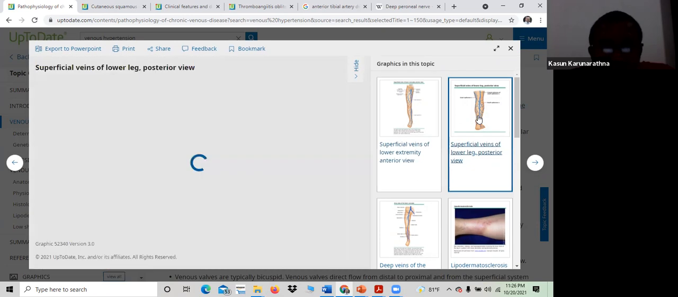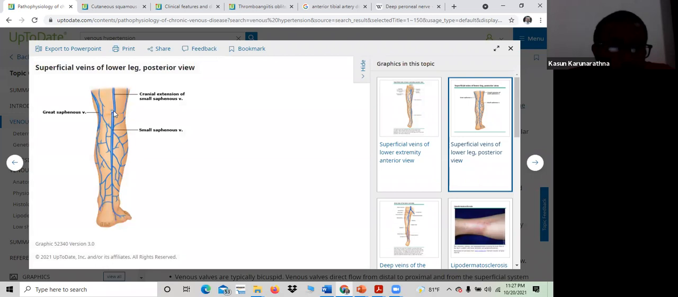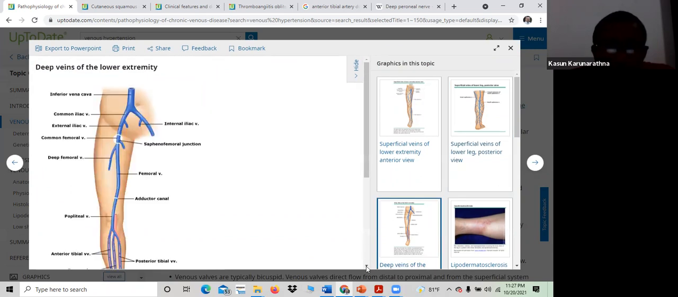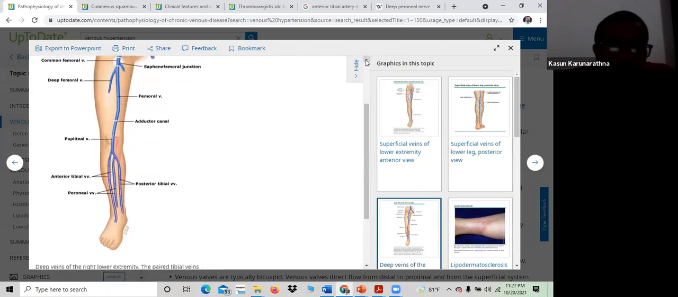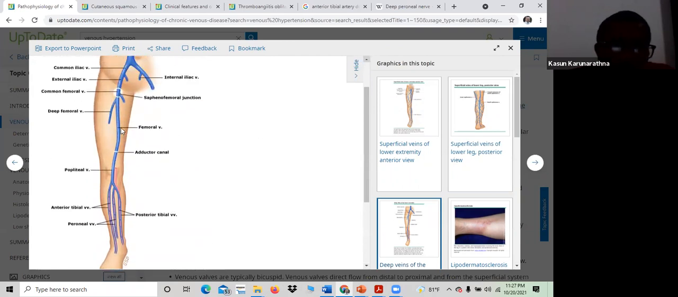And this is the short saphenous vein, which drains into the popliteal vein at the saphenopopliteal junction. It arises from the lateral border of the foot and runs behind the lateral malleolus. The deep venous system, the posterior tibial, anterior tibial, and peroneal veins, becomes the popliteal vein, ascends as the femoral vein, and becomes the external iliac.